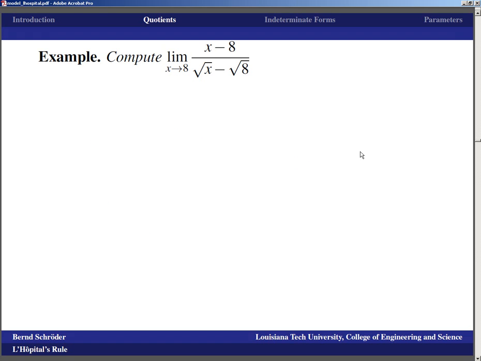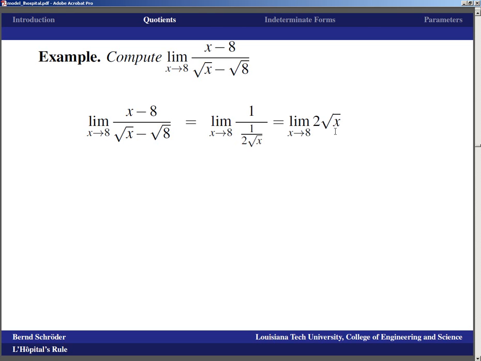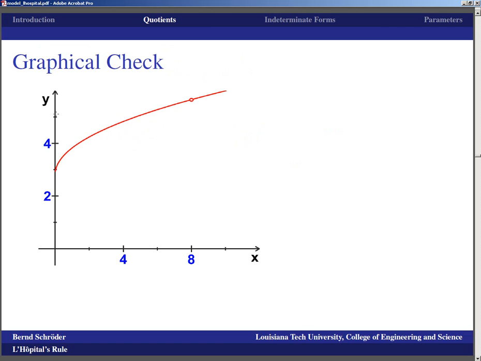Now, those were always ugly when we computed limits, right? Because that's where we had to expand with root x plus root 8. We had to rationalize the numerator or denominator, in this case the denominator. Well, let's see. At 8, it's 0 over 0. L'Hopital applies. So we take the limit of the derivatives. The derivative of x minus 8 is 1. The derivative of root x minus root 8 is 1 over 2 root x. That's the limit as x goes to 8 of 2 root x. That ends up being 2 times root 8, which is 4 times root 2. That's approximately 5.65. And graphically, at 8, here's 5.6 something. Yeah, it works.